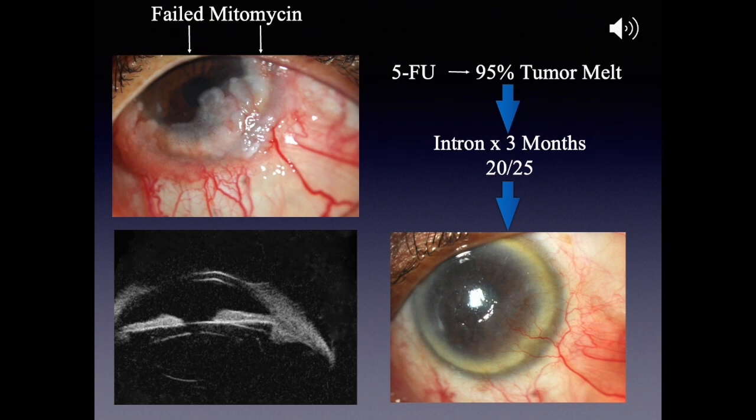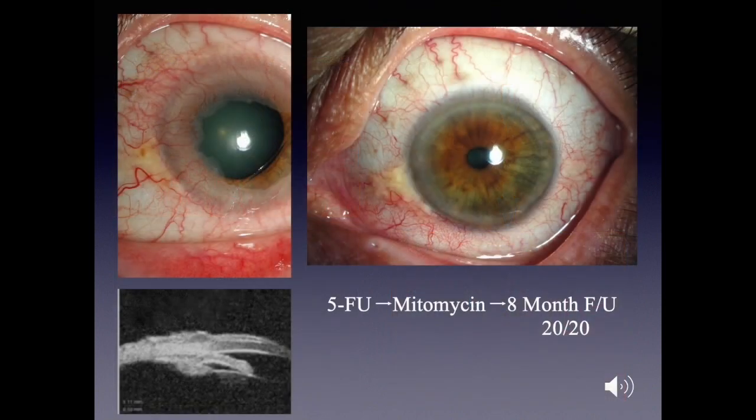But it wasn't until the last 3 months of interferon that I felt the eye had stabilized without evidence of tumor. In this case, we started with 5-FU and then transitioned to mitomycin. And finally, at 8 months, the patient had turned 80, enjoyed 20/20 vision, and was ready to return to his general ophthalmologist.